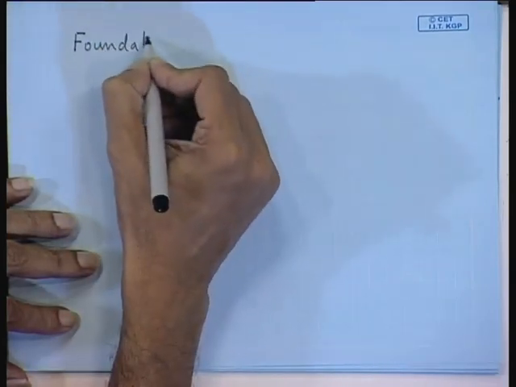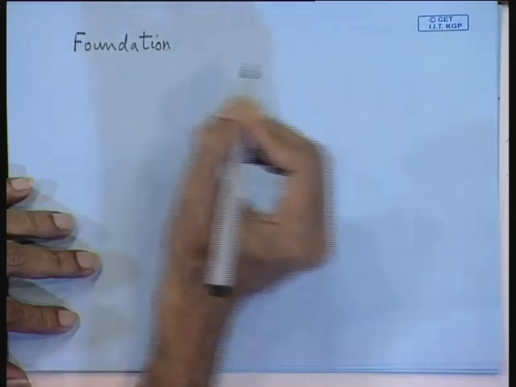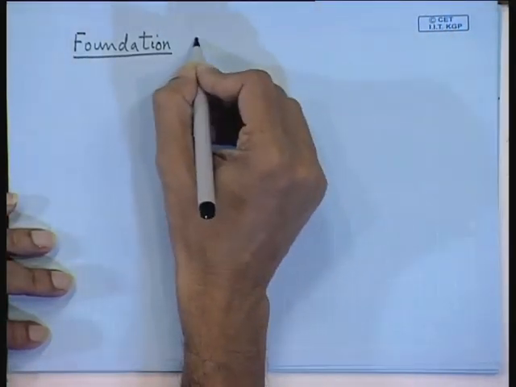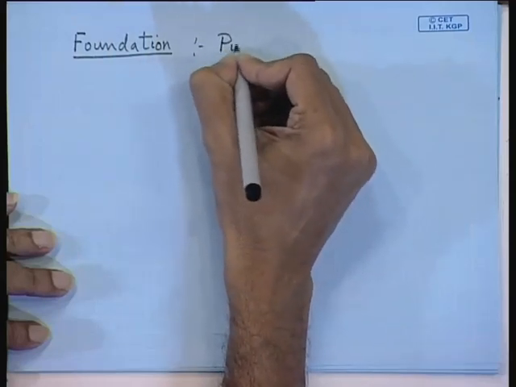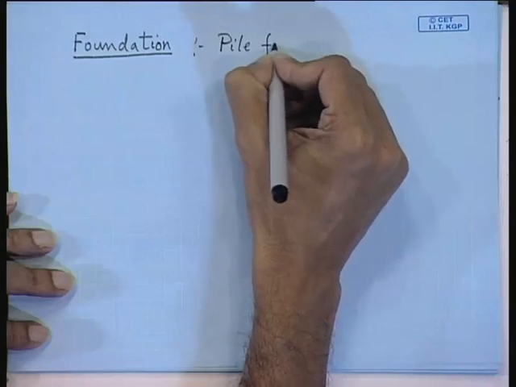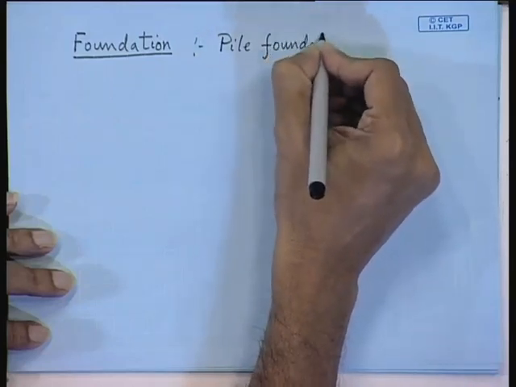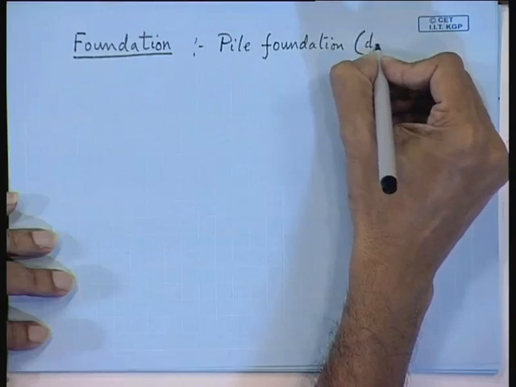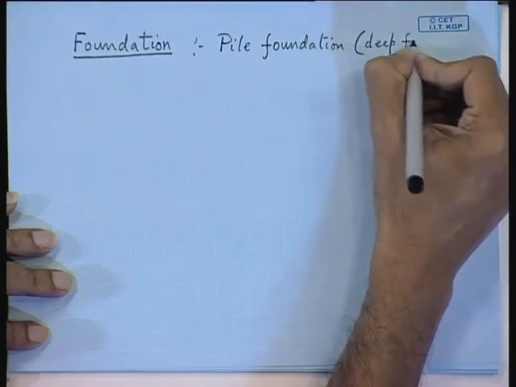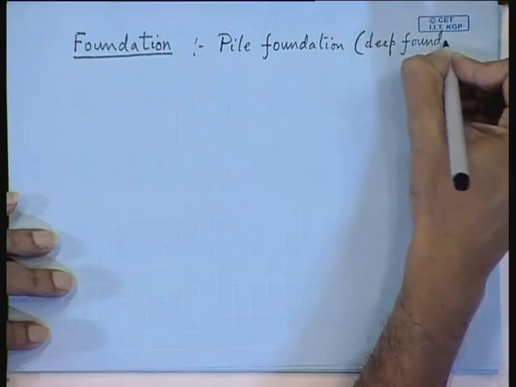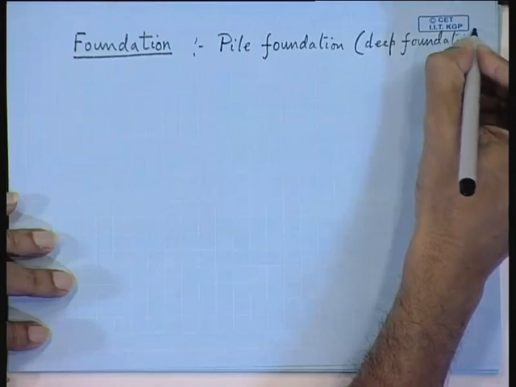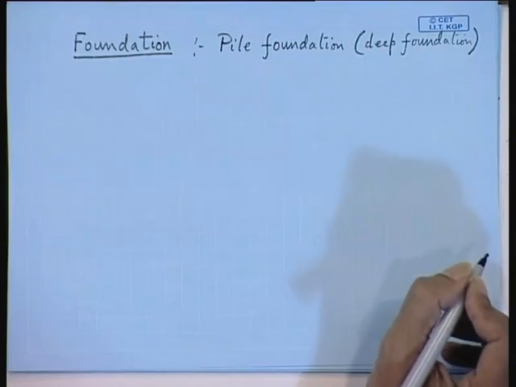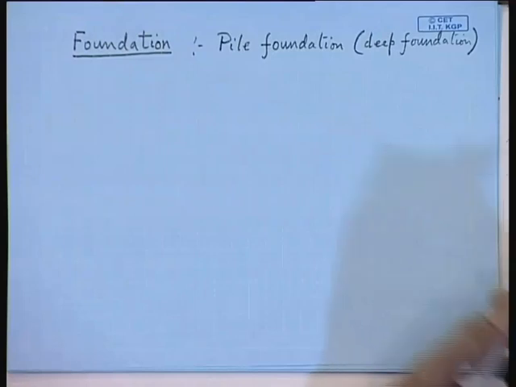So, what is your jacket structure, what is the type of foundation? Foundation is your, this is called a pile foundation. Now, in civil engineering they also call this a deep foundation, as opposed to another type of foundation which we will come across in gravity platforms. Those are called well foundations or shallow foundations.